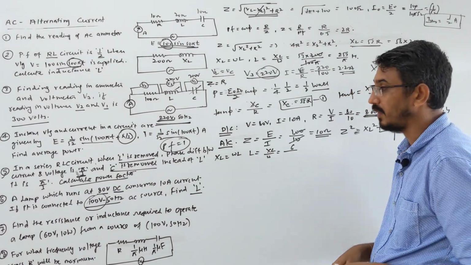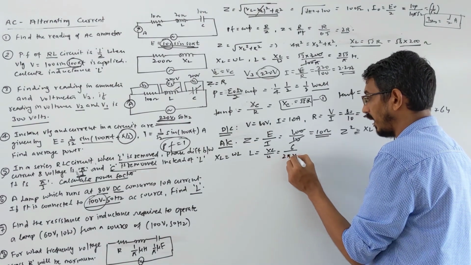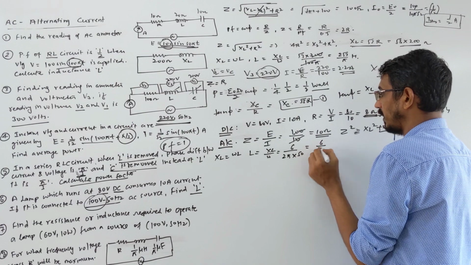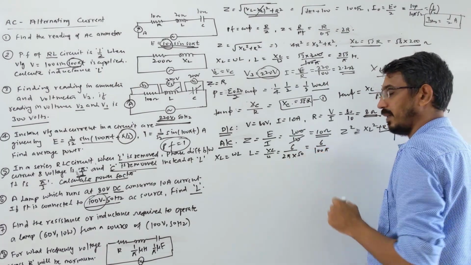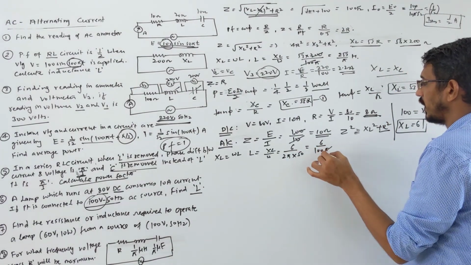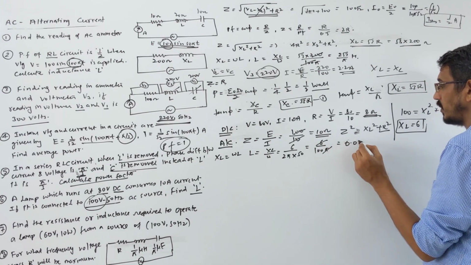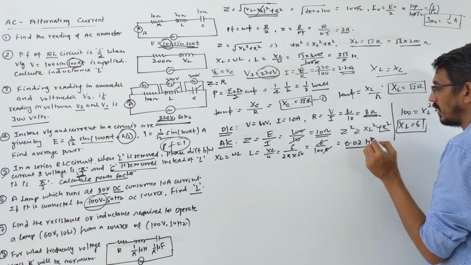What is omega? 2 pi f. Right now, 2 pi f is given here as 50. So 6 by this becomes 100 into pi. So approximately you can write 2 times 10 power minus 2, or you can write the answer as 0.02 Henry. That will be your answer.